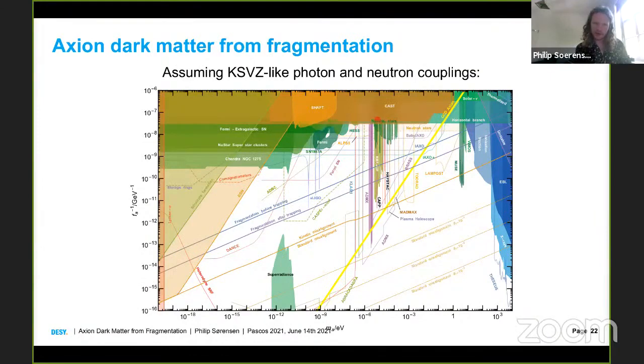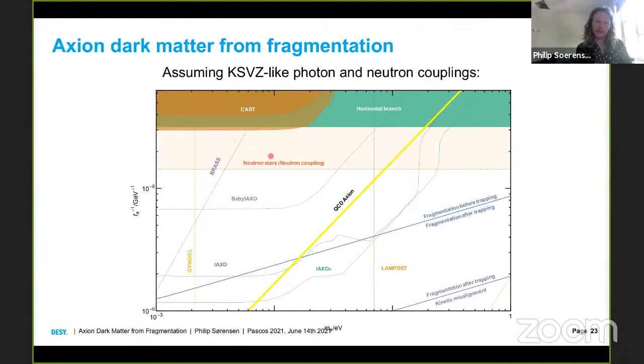Specifically, if you zoom in on this range here, then you can see that you could even have QCD axion dark matter, which could be detectable by experiments like ADMX. So that is, of course, very, very nice. It would be a very nice thing to see.